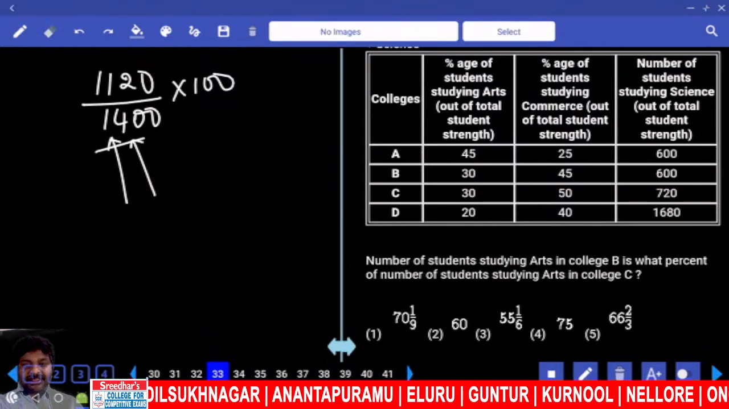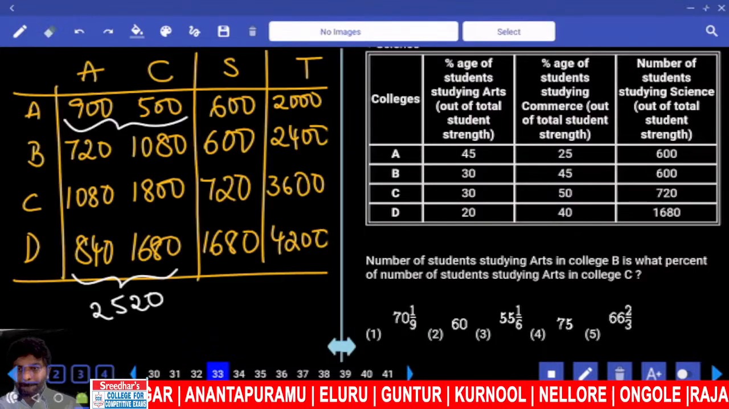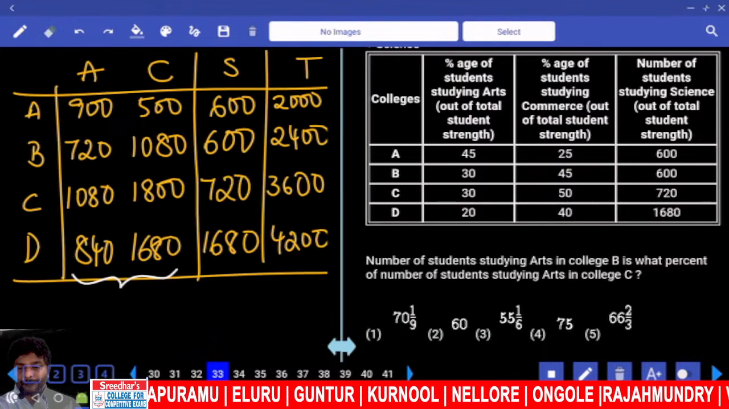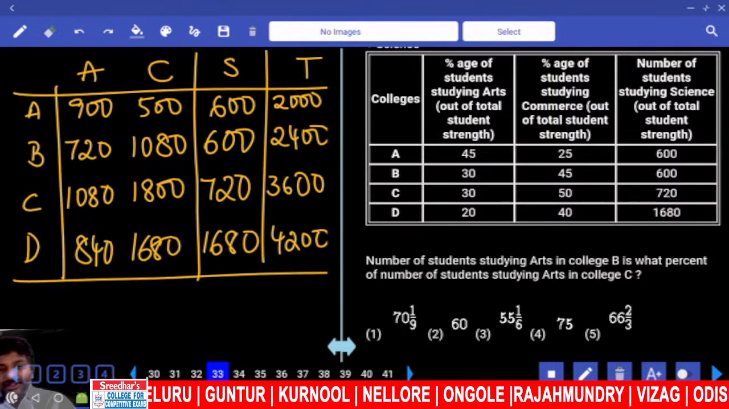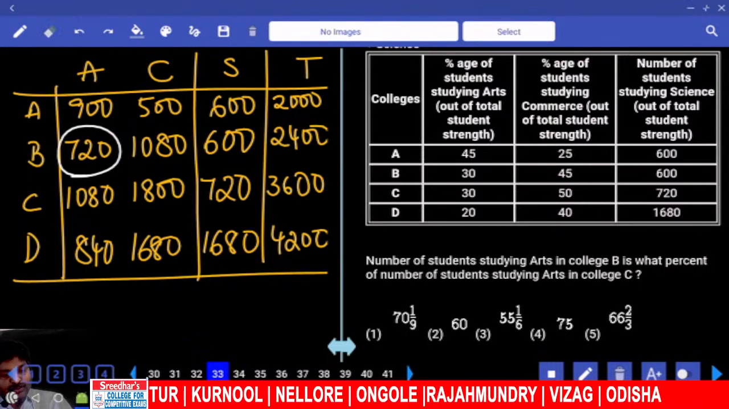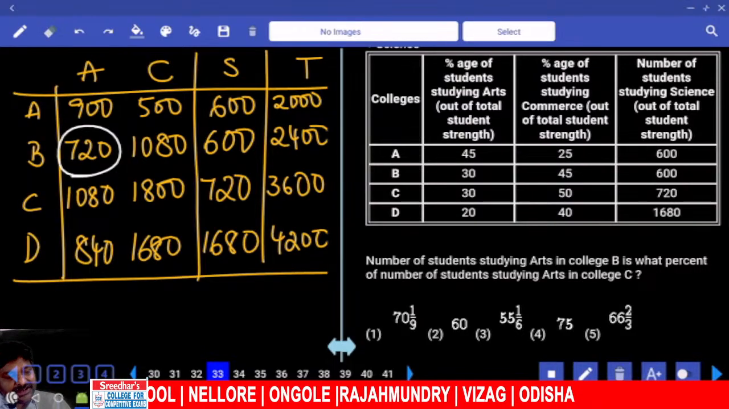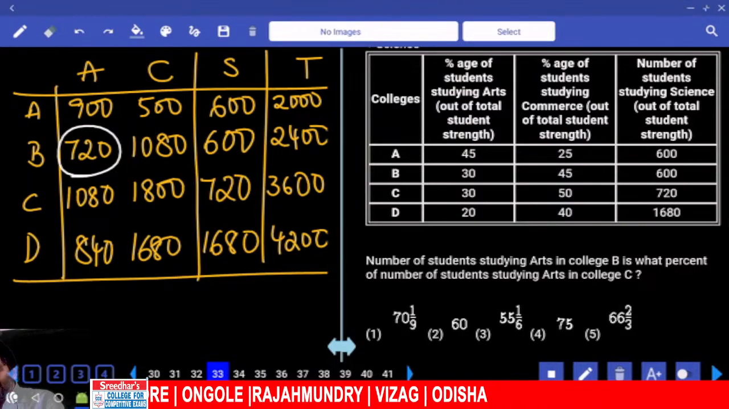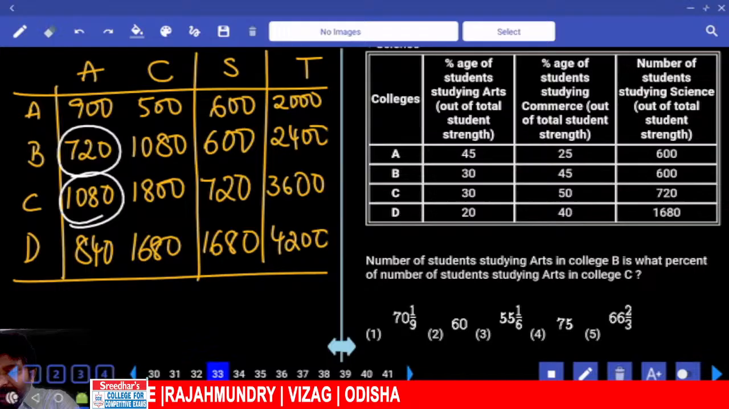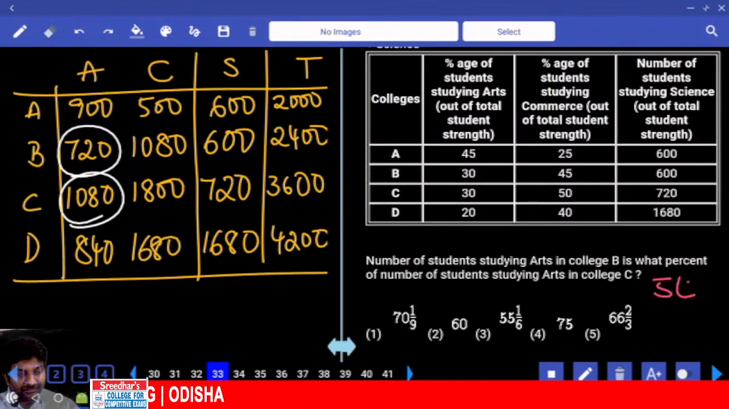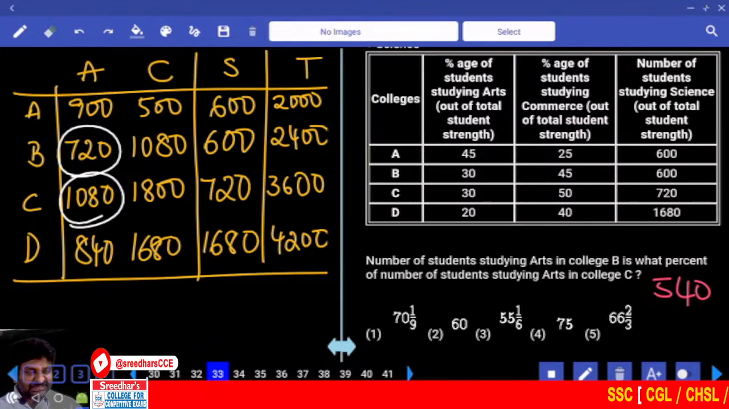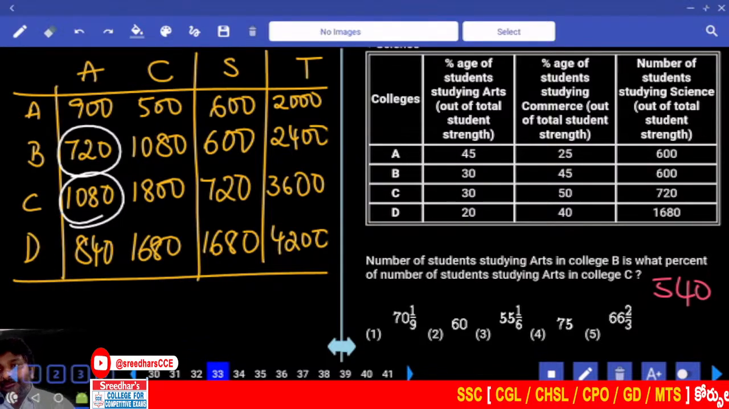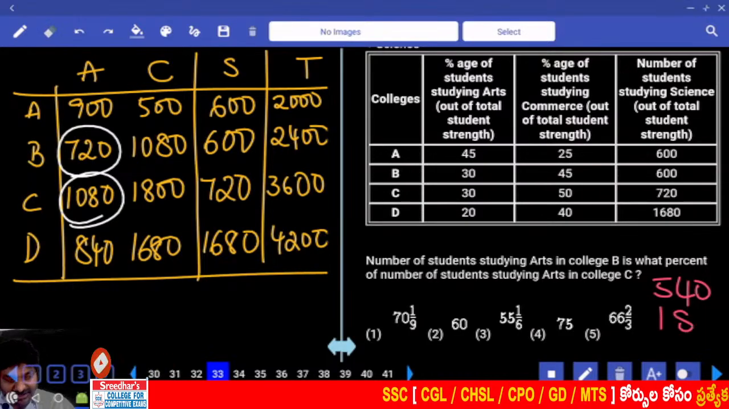Number of students studying arts in college B is what percent of number of students studying arts in college C? College C we have 1080. What is half of that number? 540. What is again half? 270. Alright. What is 50%? 540.